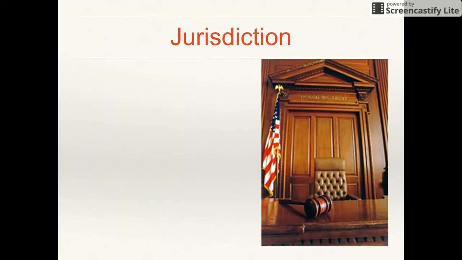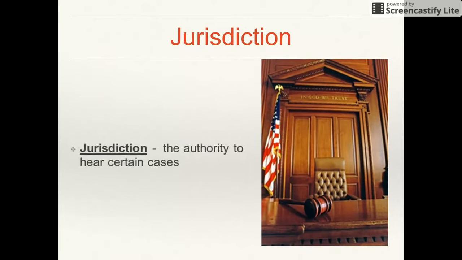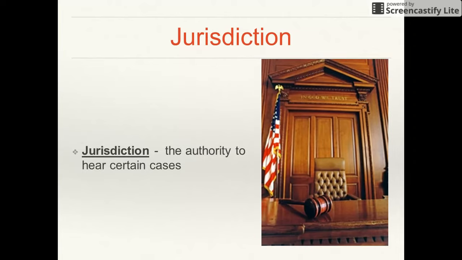Now, really, this is all about jurisdiction, the authority to hear certain cases. Some courts have jurisdiction over civil cases, and some courts have jurisdiction over criminal cases. So a court that handles criminal cases might not know anything about divorces, and the lawyers there and judges there might not be able to prepare for a case that deals with divorce. So they kind of specialize in what types of cases they focus in on.